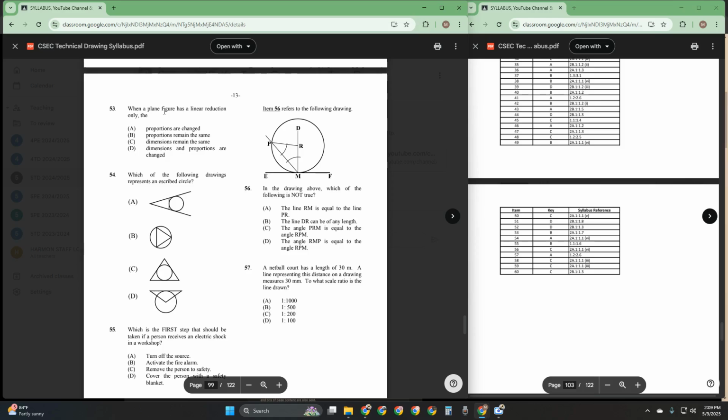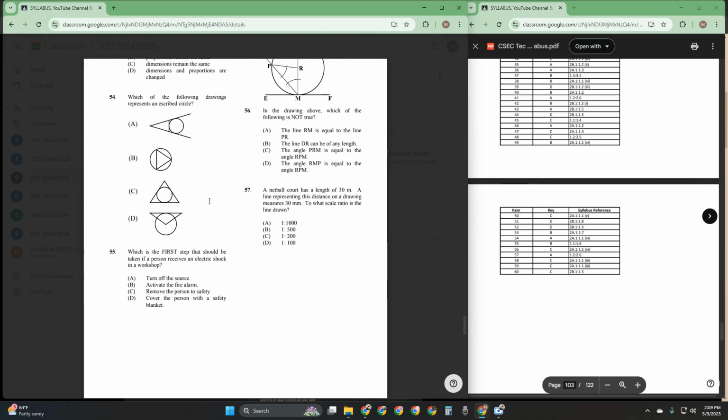When a plane figure has a linear reduction only, the proportions are changed, proportions remain the same, dimensions remain the same, dimensions and proportions are changed. What is the answer? Number 53, B. Yep, the proportions remain the same.